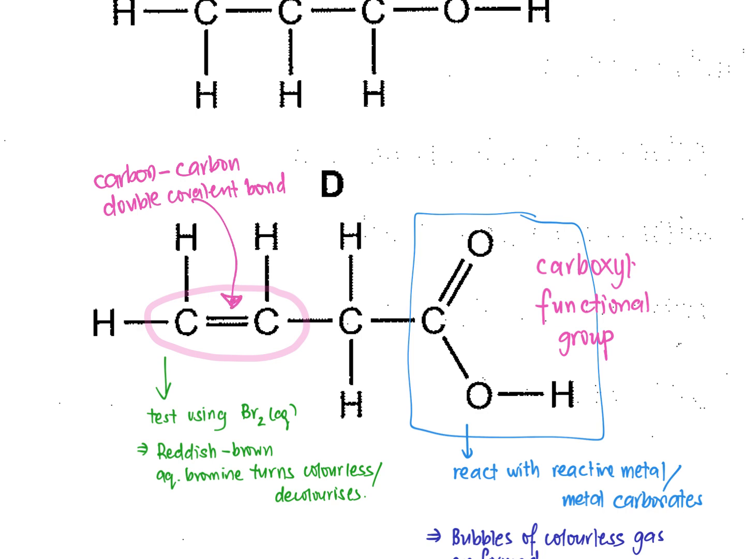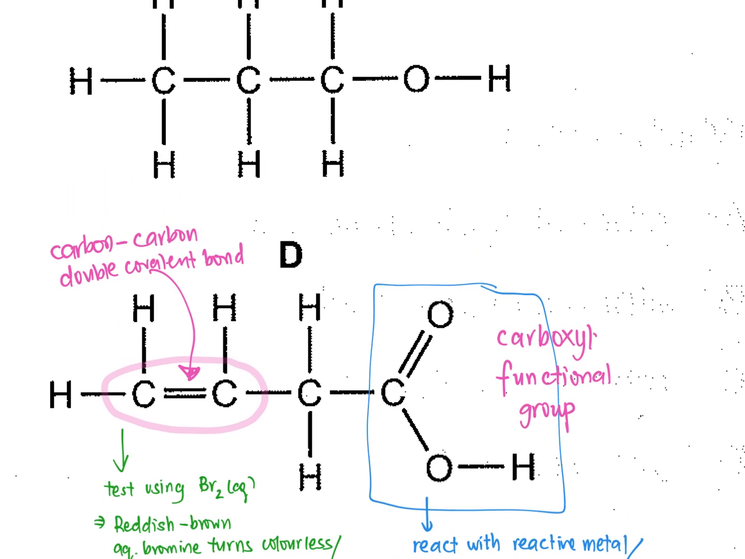So do not tell me it's a carboxylic acid. Carboxylic acid is the name of the homologous series. Alkene is the name of the homologous series. But I'm asking you for the name of the functional group. Okay, you got one more over here.